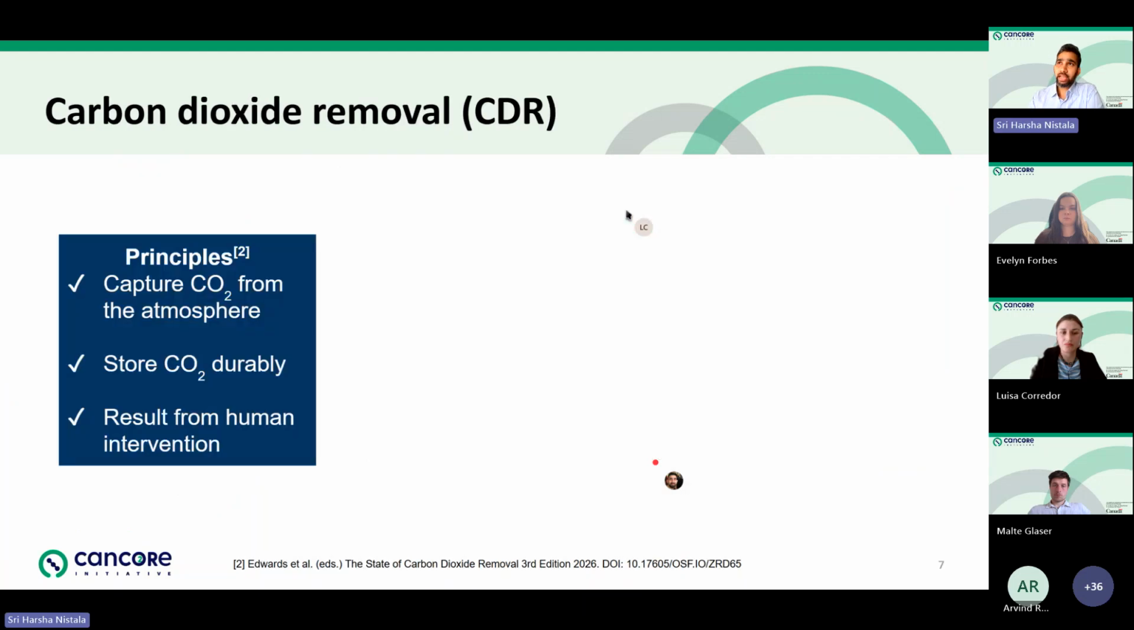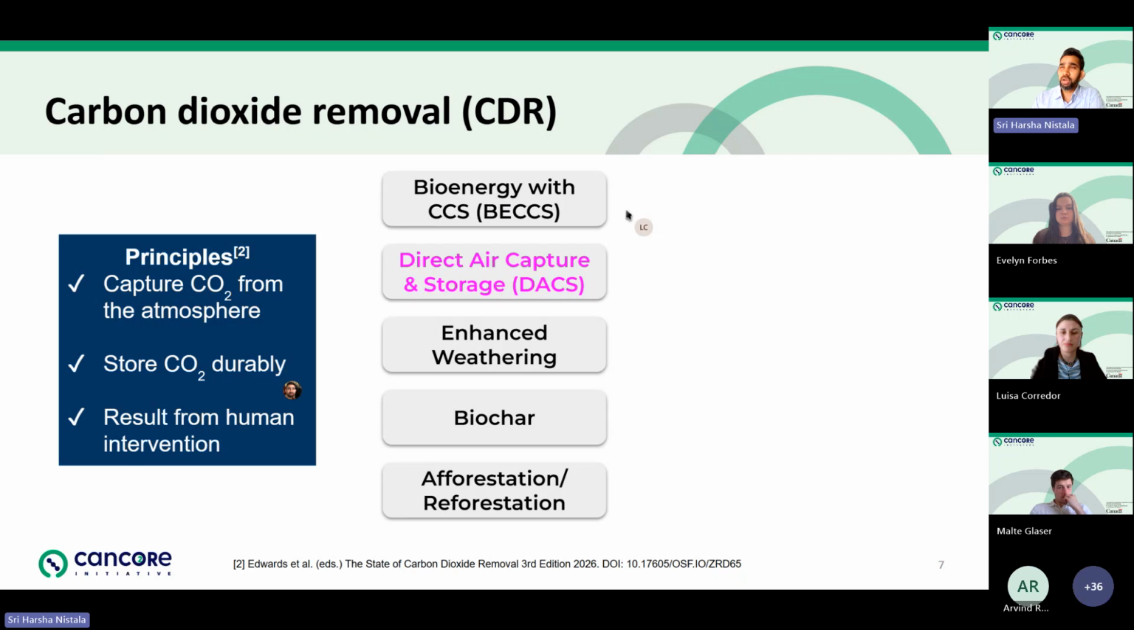Now, CDR is based on three core principles. One, the CO2 or carbon dioxide needs to be captured from the atmosphere. Two, the captured CO2 needs to be stored durably. And three, both capture and storage have to result from deliberate human intervention. Therefore, CDR is an umbrella term for a suite of technologies, some of which include bioenergy with carbon capture and storage, direct air capture and storage, or DACS, enhanced weathering, biochar, and afforestation or reforestation.